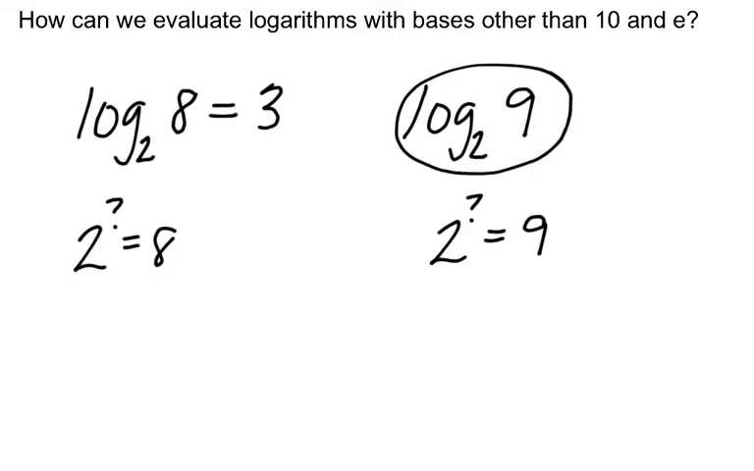However, it's base 2, and our calculator only handles base 10 and base e. So the question comes up, how do we deal with a logarithm such as this one that has a base other than 10 and e? And this is where we can use a property that's called the change of base property, or the change of base rule.